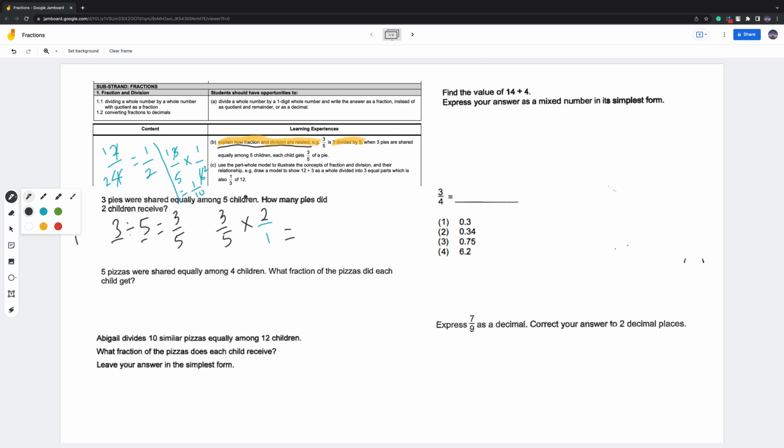So once we have checked that the fraction cannot be simplified, now we can do the multiplication. So we'll take numerator times numerator and denominator times denominator. So 3 times 2 is 6, and 5 times 1 is 5. Now, we have a fraction where the numerator is greater than the denominator. This is called an improper fraction. And the practice is we don't leave our answer in improper fractions. So how do we change it?